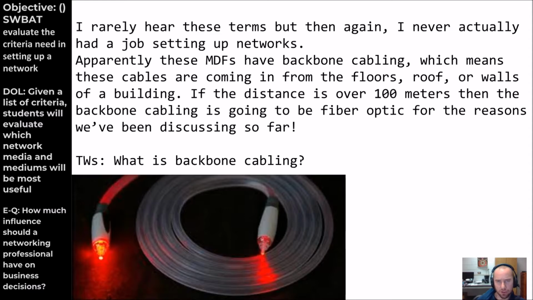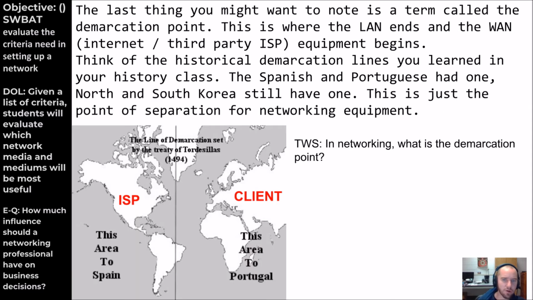Apparently, these main distribution frames have backbone cabling, which means these cables are coming in from the floors and roof and walls of a building. And if the distance is over 100 meters, then the backbone cabling is going to be fiber optics, okay? For the reasons we've been discussing so far. Just keep that in mind. Backbone cabling, very often fiber optics.